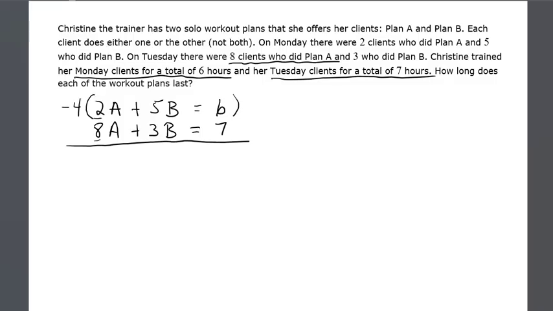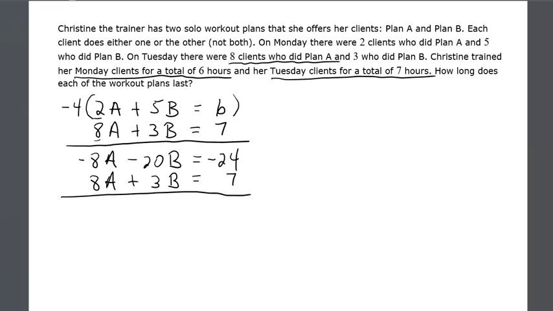Remember, you're multiplying everything. So negative 4 times 2 is negative 8a. Negative 4 times positive 5 is negative 20b. And negative 4 times 6 is negative 24. Remember, we don't have to change the second equation at all. And now I add the two equations together.